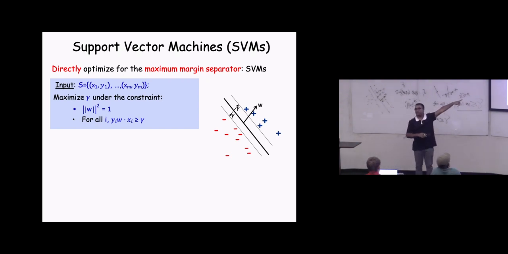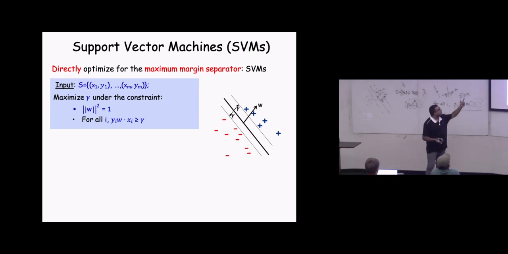You see? What are the constraints? You want to maximize gamma with some constraint. What is that? All the values are greater than gamma. That's the second one. What is the first one? That's a unit vector, right? These are the two constraints. So these are called constrained optimization.